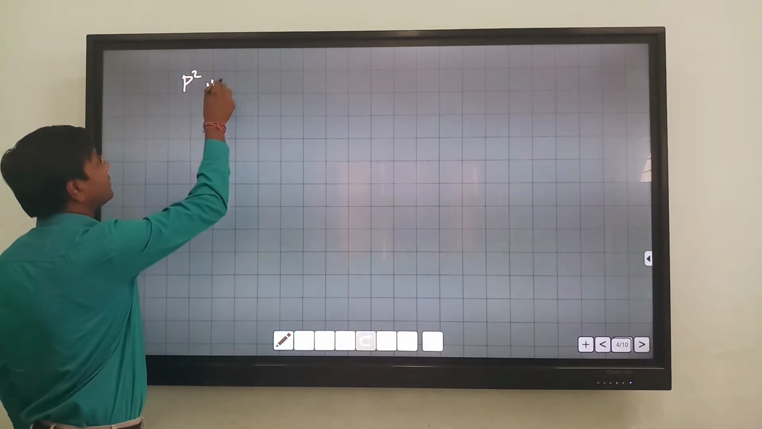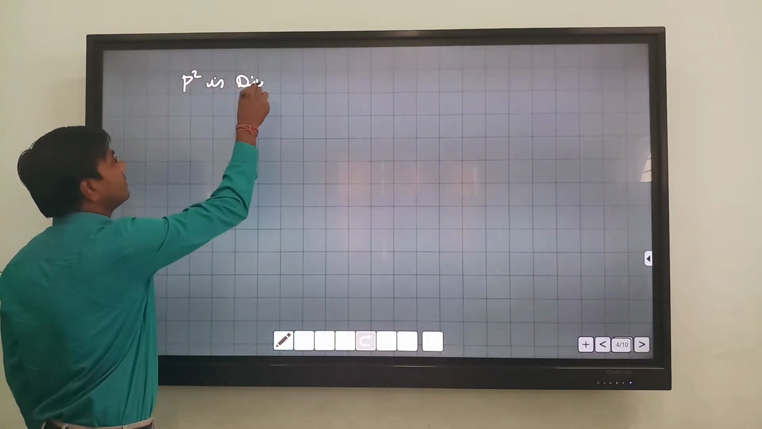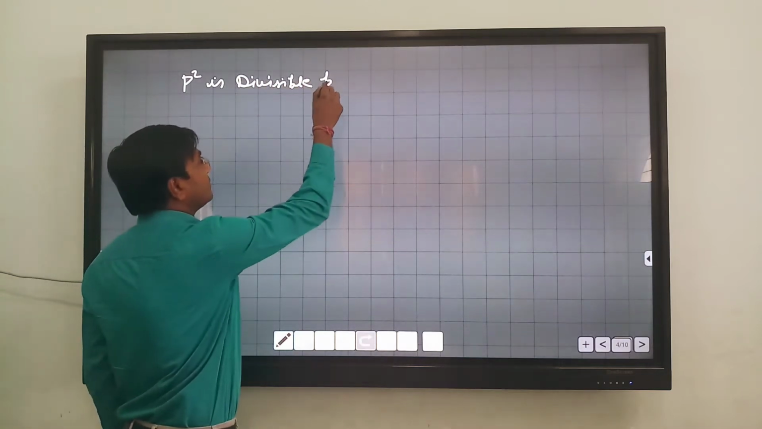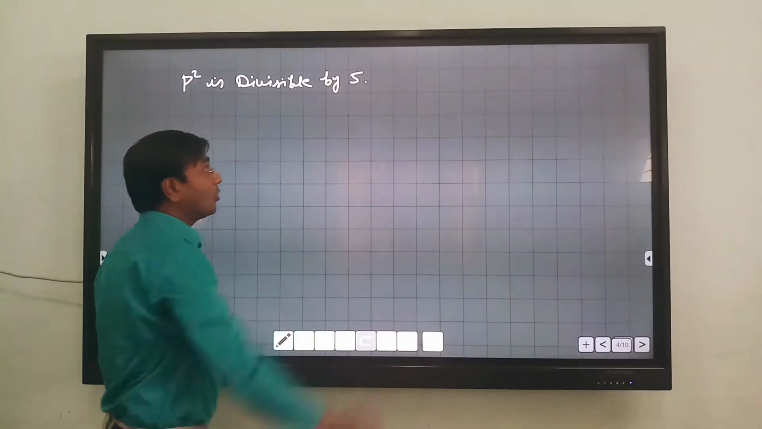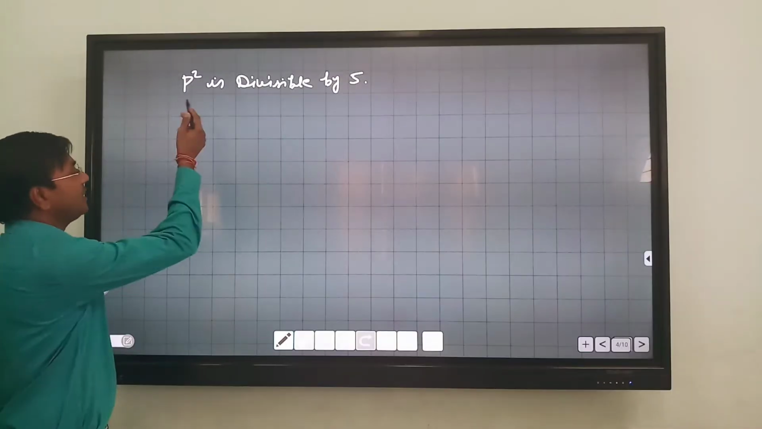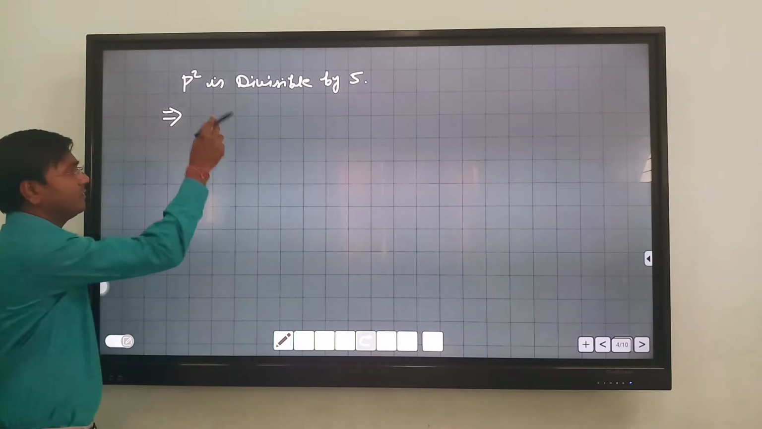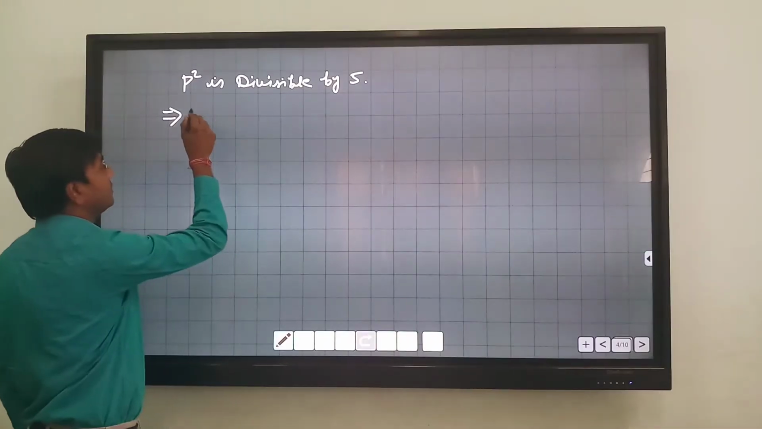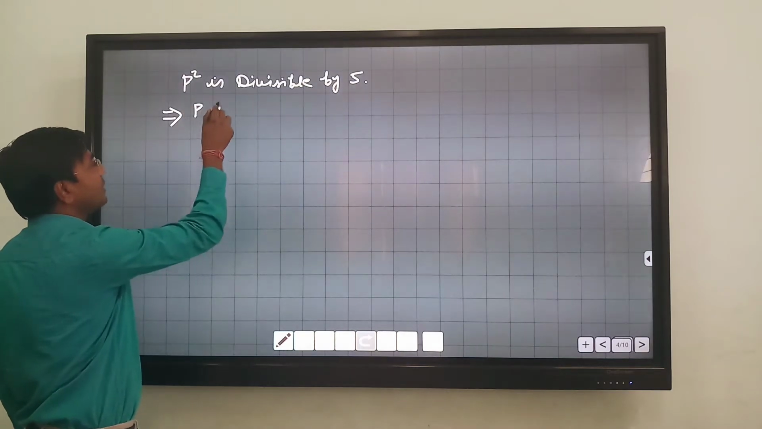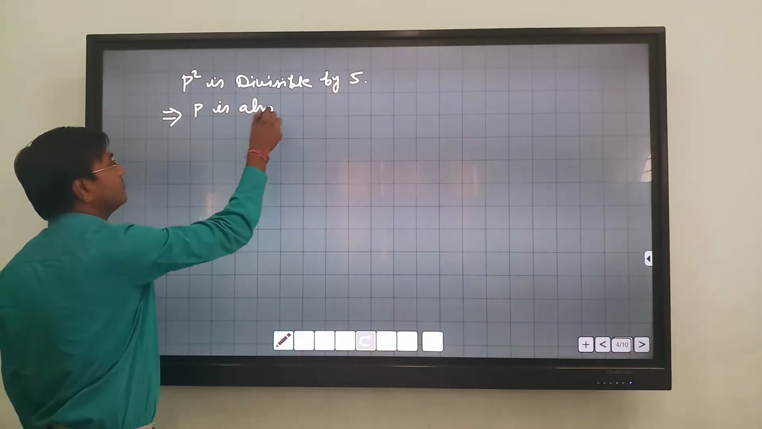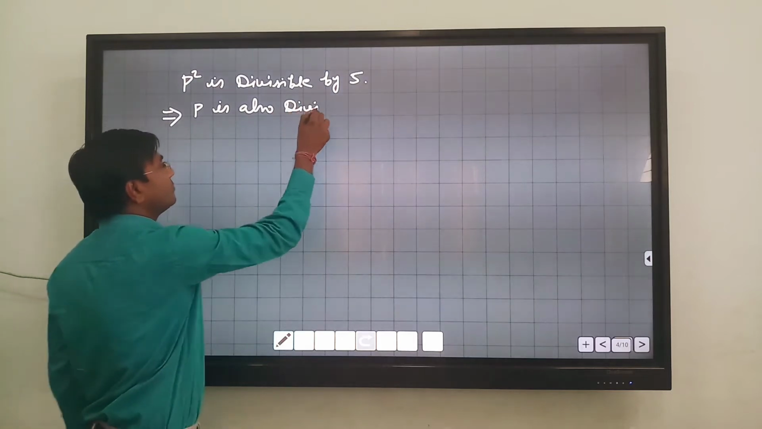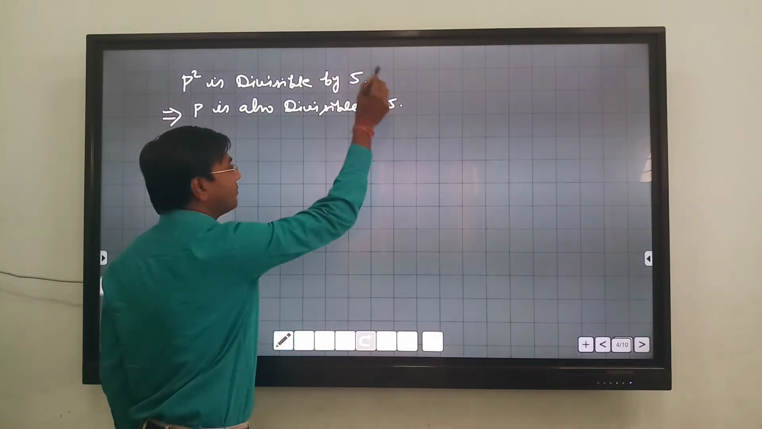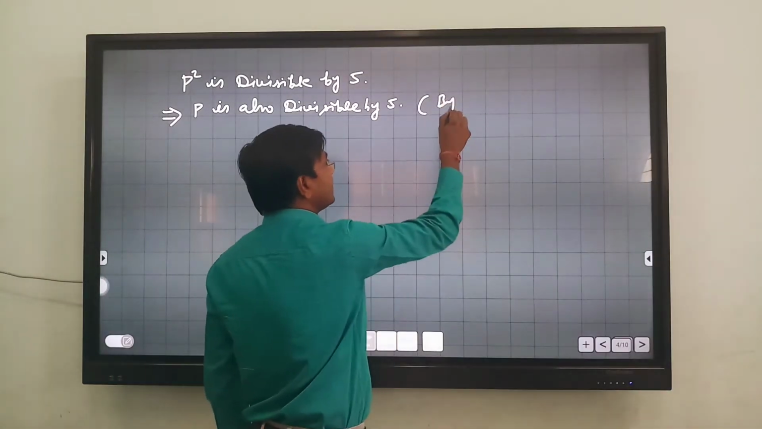It means we can say that p square is divisible by 5, or we can say 5 divides p square. We can write either statement. So we are writing p square is divisible by 5. It means p is also divisible by 5. That is a theorem in NCERT.